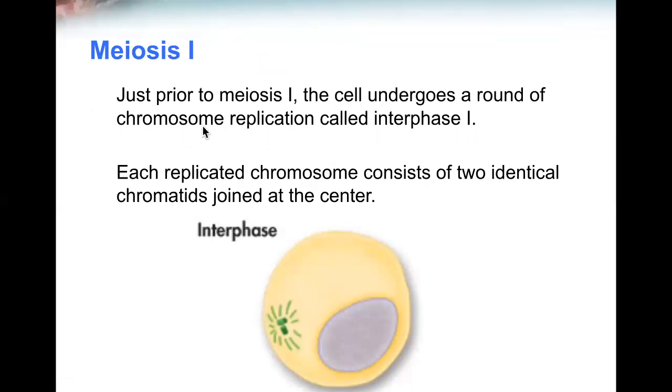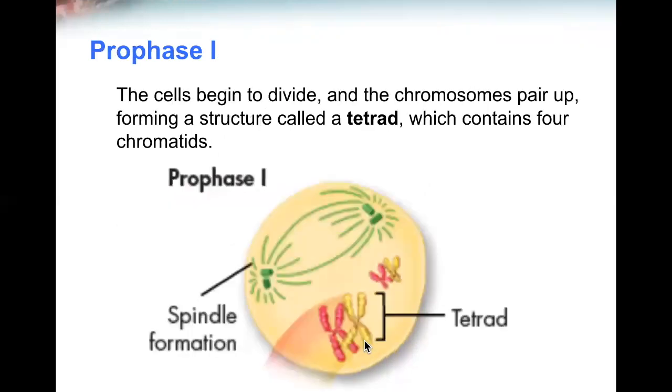Just prior to meiosis 1, the cell undergoes a round of chromosome replication called interphase 1. Each replicated chromosome consists of 2 identical chromatids joined at the center, and the chromosomes are in the nucleus. In prophase 1, the cell begins to divide and the chromosomes pair up, forming a structure called a tetrad, which contains 4 chromatids. The spindle begins to form.